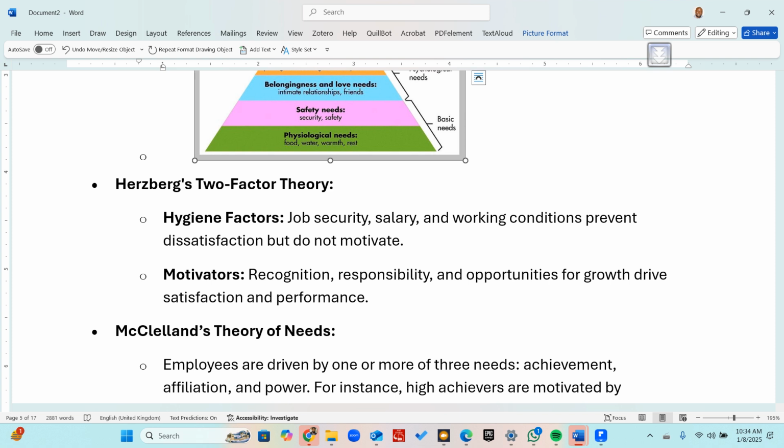So Herzberg's two-factor theory is based on hygiene and motivators. The hygiene factors, job security, salary, and working condition prevent dissatisfaction but do not motivate. They are not enough to motivate. Motivators include recognition, responsibility, opportunities for growth, drive satisfaction, and performance.